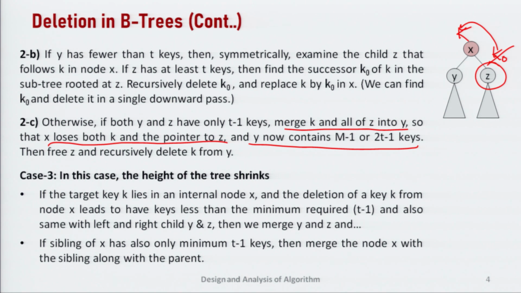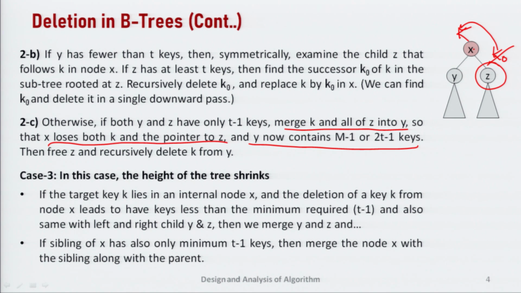Then again we will look for a key to borrow from its left child as well as the right child. So now just see, these three nodes x, y and z have only the minimum keys. Then what can we do? Again we will look at the sibling. Suppose its sibling also has only the minimum number of keys, then what can we do?